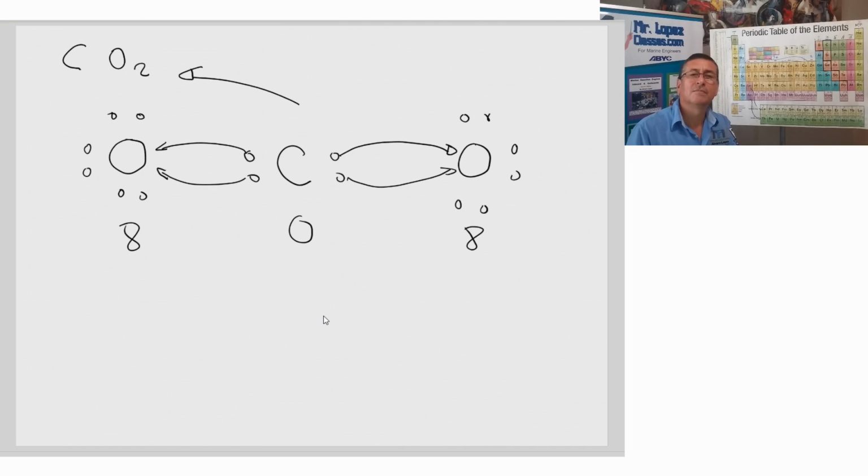What happens with the molecule of CO, carbon monoxide? CO, carbon monoxide. I have only one carbon and only one oxygen. Let me check the oxygen with 6 electrons and the carbon with 4.